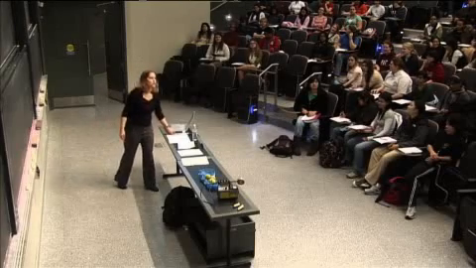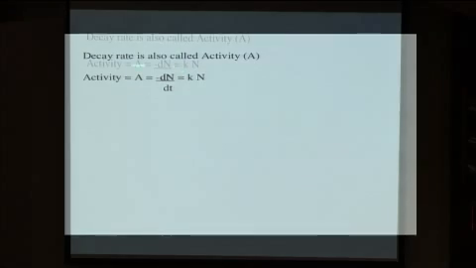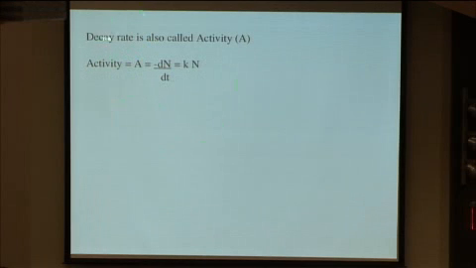So we do have a term A that we talk about in this unit. Instead of the concentration of A, it's activity. The decay rate is also called activity, capital A. And this is equal to the change in the number of nuclei, or our decay constant times the number of nuclei.